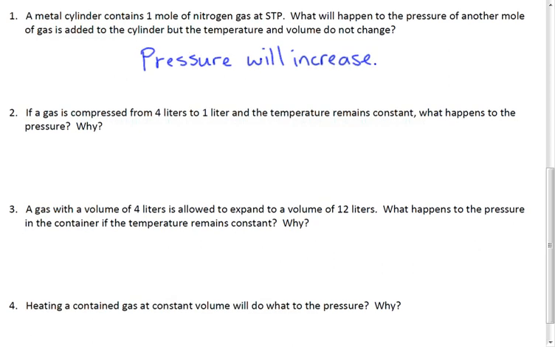Number 2, we have gas being compressed, so it's in a smaller volume. We want to know what happens to the pressure. You can think about the particles and how they're involved there, or we can also think about our gas law.